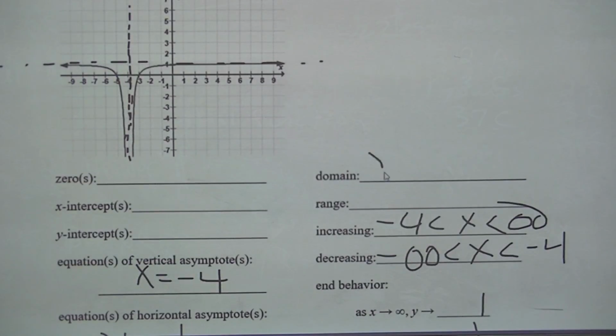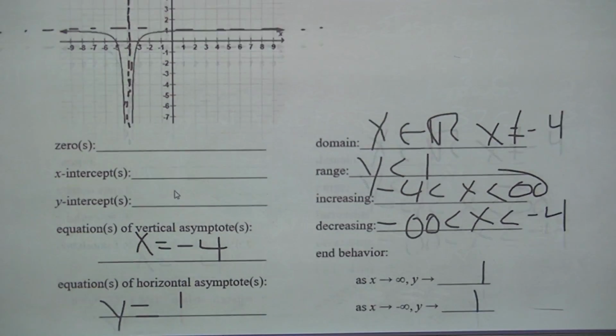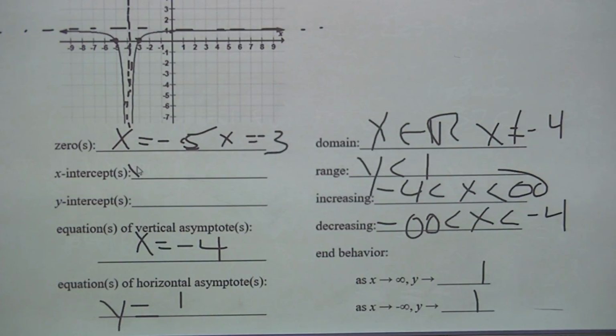Domain is going to be all real numbers except x can't equal negative 4. The range. If you notice, both curves are below the asymptote. So that's going to be y is less than 1, because both curves are below. The other example, they had one above, one below. Filling out this, we only count these parts for the intercepts. So my zeros are x equals negative 5 and x equals negative 3. I can do the same thing for this. You can write them as coordinate points if you want.